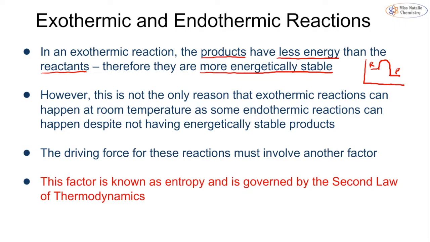Now, we've said that this, up to this point, this is the reason why the reaction goes. Now, this isn't actually the only reason that exothermic reactions can happen at room temperature, because we can have some endothermic reactions that are going to happen, and we've seen these, but they don't have energetically stable products. So it can't just be about the energetic stability. It must involve another factor. And this factor is known as entropy, and it is governed by the second law of thermodynamics.